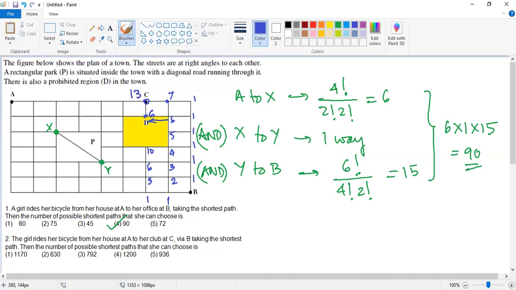So that means when I have to go to C from B, so A to B and B to C. A to B I already know is 90 and B to C I now know is 13. So 90 times 13 is 1170. So that's the answer for the second.